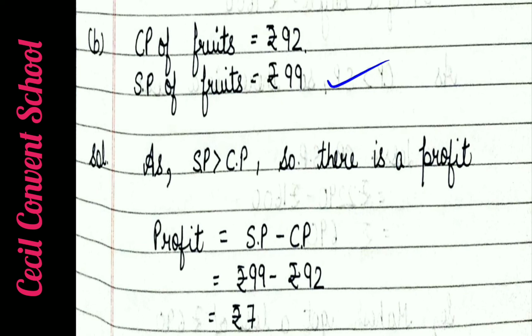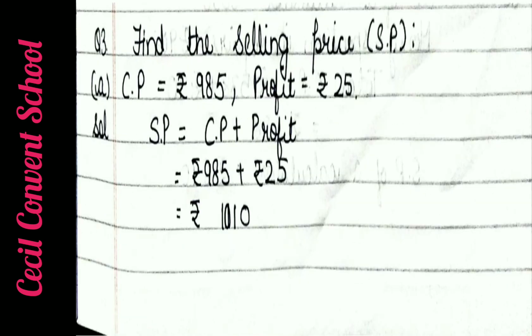As SP is greater, so you get a profit. When profit comes, which one is the greater one? Selling price. So you write selling price minus CP is equal to rupees 99 minus rupees 92. Answer will come 7. Similarly, you do C and E part on your own. Clear? Now student, I will let you know how to do question number 3.